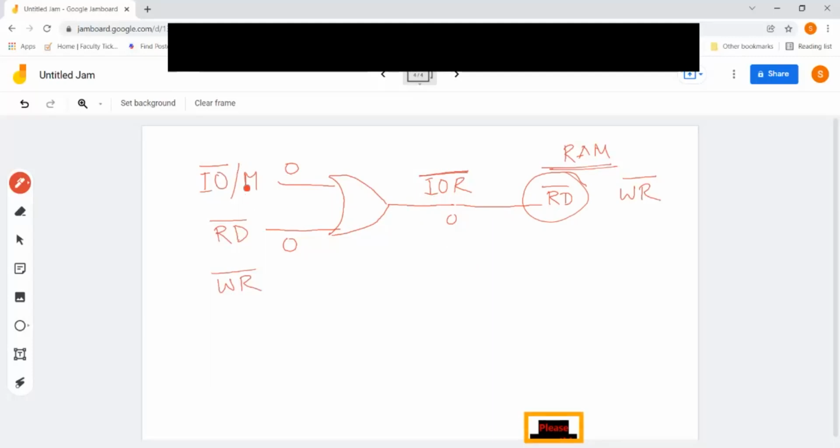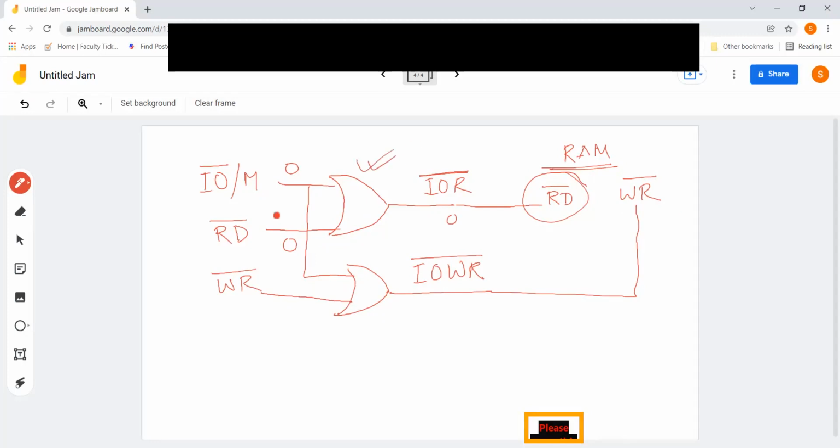So IO bar M and read bar together should be connected through an OR gate. We use the term appropriate gate. Here it will be an OR gate because we want the output to be 0 when both are 0. Similarly, to generate the write signal, what we require is another OR gate. So one signal is coming from here, you connect it here with the write signal. The generated signal is called IOWR bar, and that is connected to the RAM. So RAM will have both of these, but ROM will have only this one.